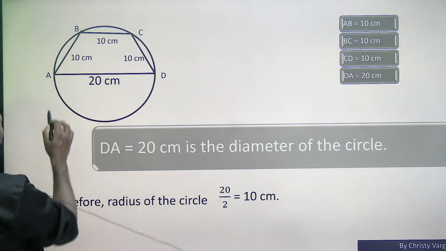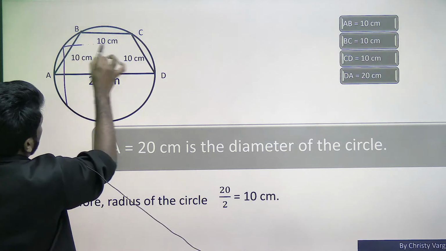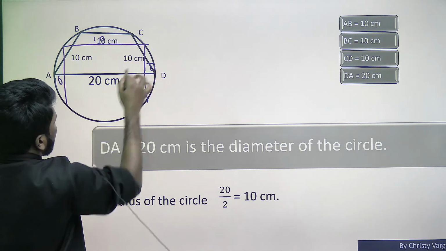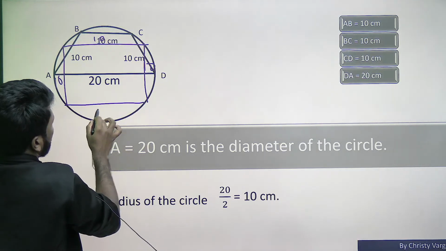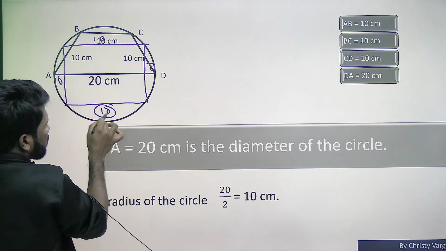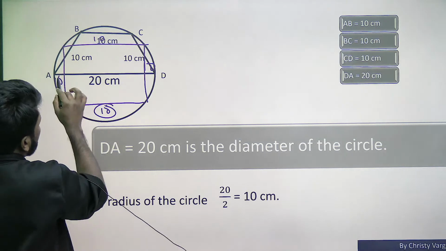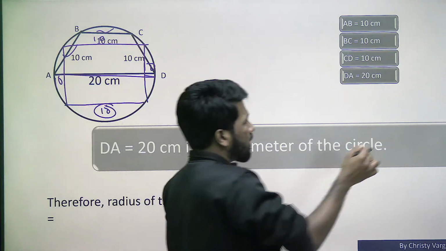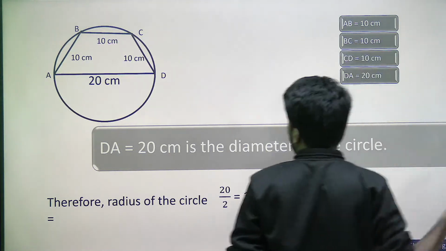Because if it is not the diameter, one way you can draw is like this: 10, 10, 10, 10, 10, 10, 10, like a square inscribed. But then this also will be 10. This should be 20 now. For that, this should be longer than the other three sides. For that, it should be the diameter. Again, that is not a mathematical proof.